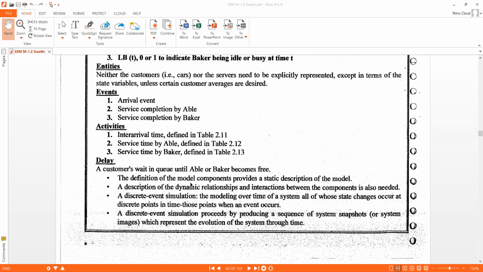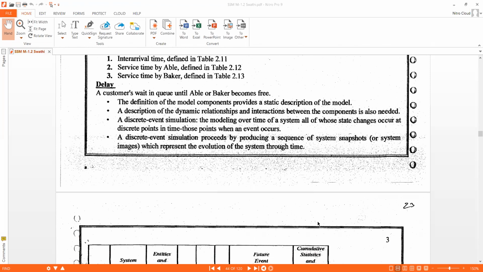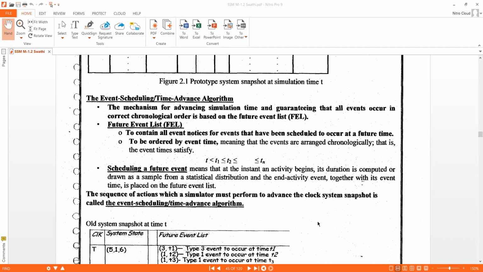The definition of the model components provides a static description of the model, and a description of the dynamic relationships and interactions between the components is also needed. In a discrete event simulation, the modeling over time of a system, all of whose state changes occur at discrete points in time, those points when an event occurs will be modeled by using discrete event simulation. Discrete event simulation proceeds by producing a sequence of system snapshots. This is about discrete event simulation. We will discuss the event scheduling and time advance algorithm.